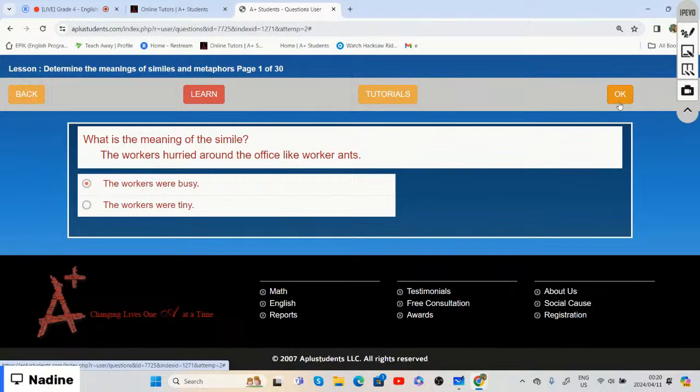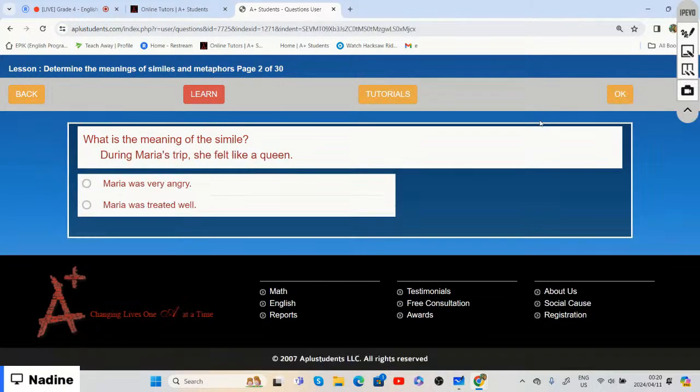Yes. Well done. So the first one is correct. All right. So we said that the first one is correct. Now we look at the second one.